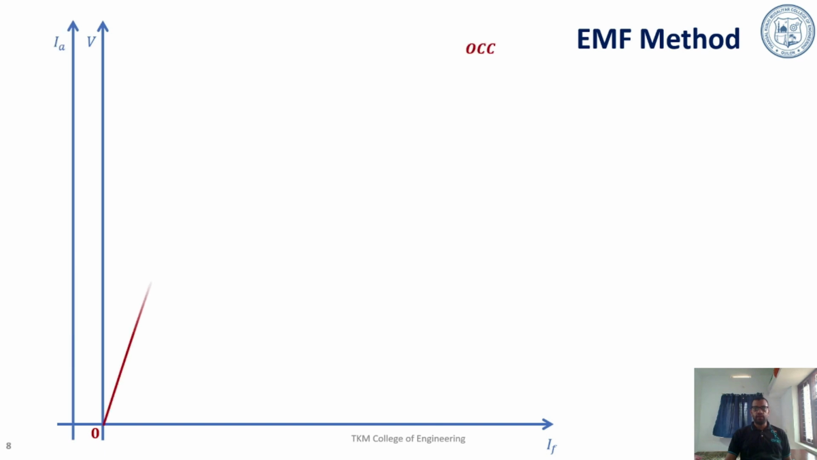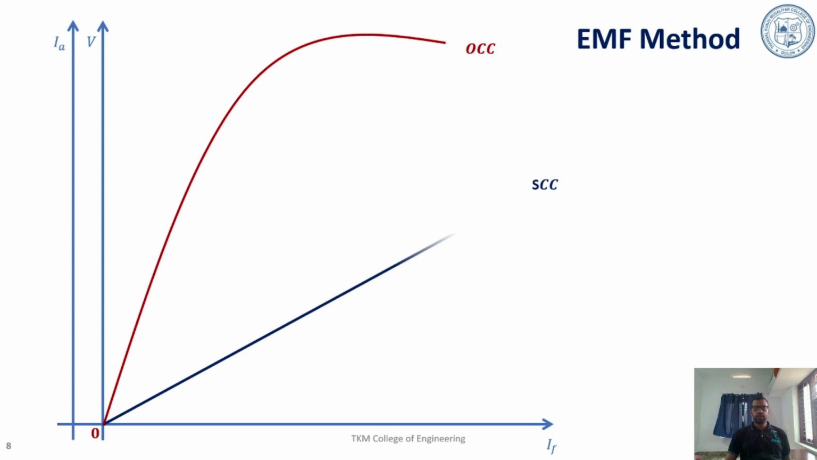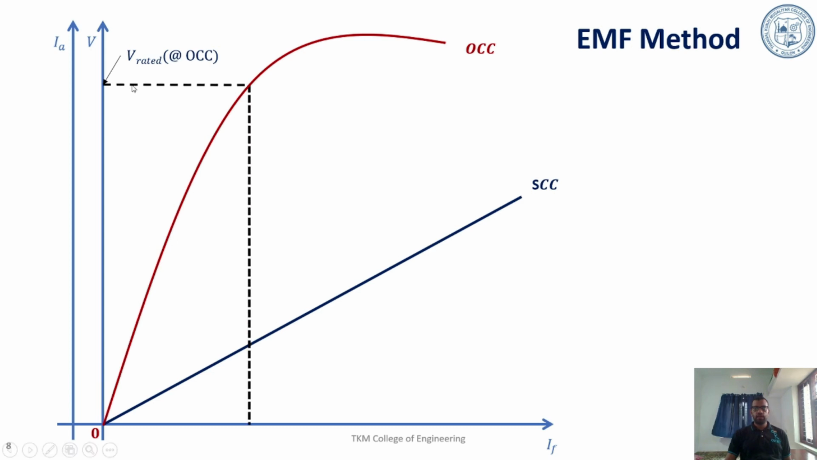First of all, we need to plot open circuit characteristics. Then we need to plot short circuit characteristics. Then corresponding to rated voltage, draw a line parallel to x-axis which will meet at OCC. Then note the field current to generate rated voltage under open circuit condition. This is the field current to generate rated voltage under open circuit condition.